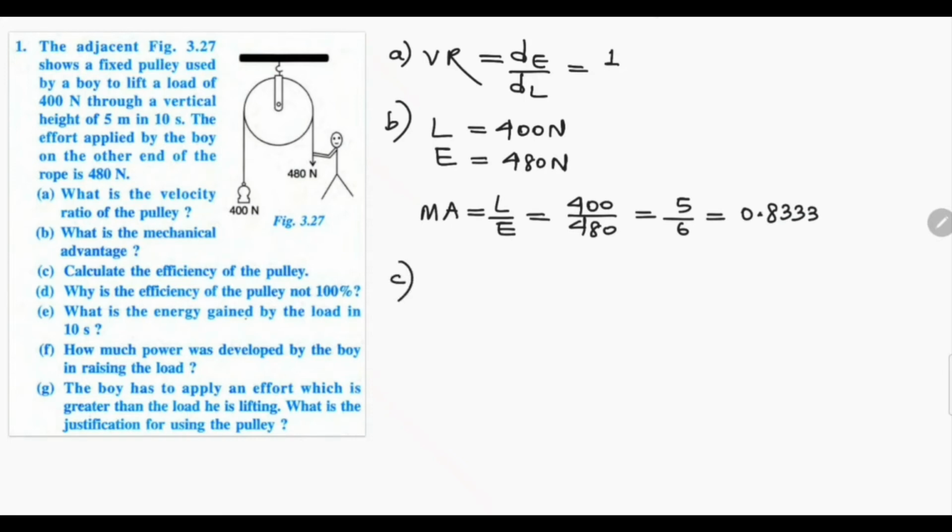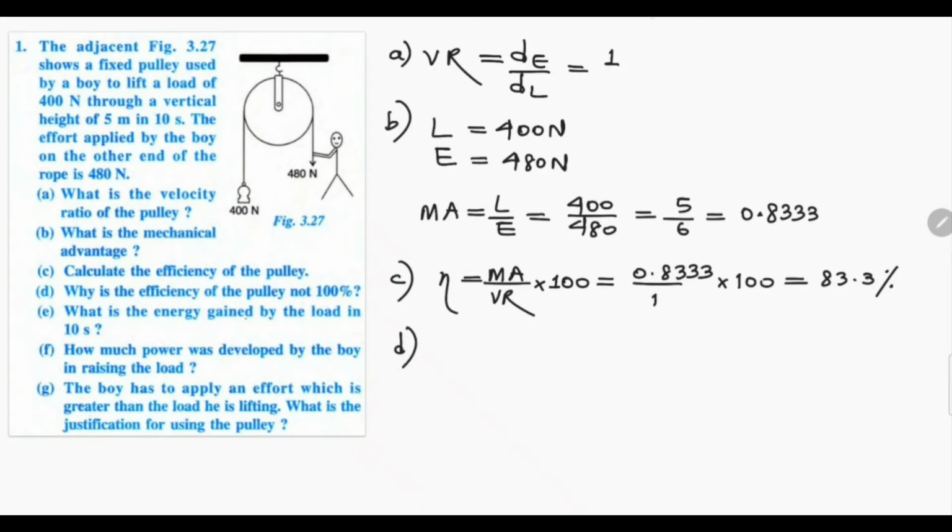Third part is the efficiency of the pulley. Percentage efficiency is MA upon VR into 100. So MA is 0.833333 upon 1 into 100. Hence we can write the efficiency as 83.33%.